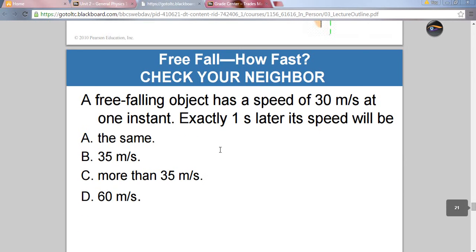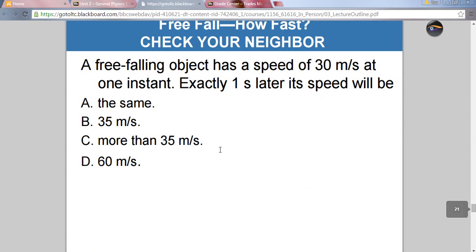So, a check your neighbor question. A free falling object has a speed of 30 meters per second at one instant. Exactly 1 second later, its speed will not be the same because it's freely falling. It's acted on by gravity.